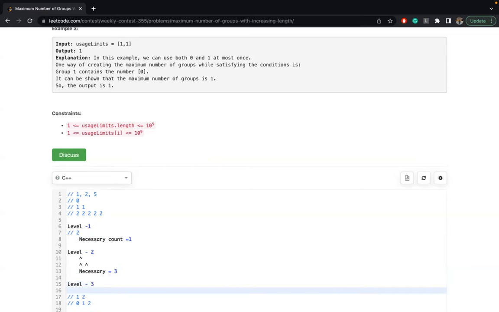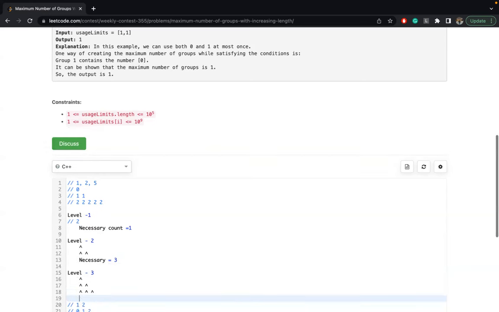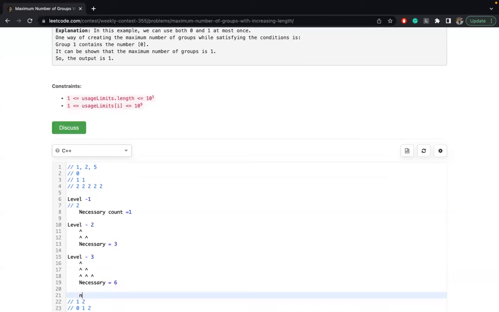So for level 3 the necessary count should be at least 6, right? 1 plus 2 plus 3 is 6. The same way it will go till level n. For level n, it will have n into n plus 1 divided by 2. I think you can understand how we do 1 plus 2 plus 3 plus 4, something like that. So this is the same formula we are using.